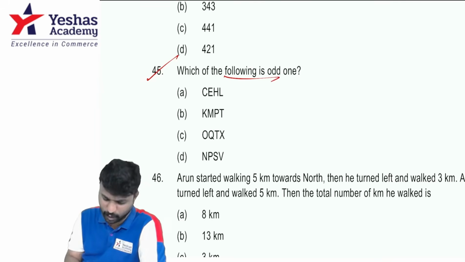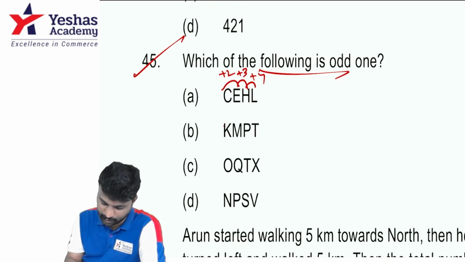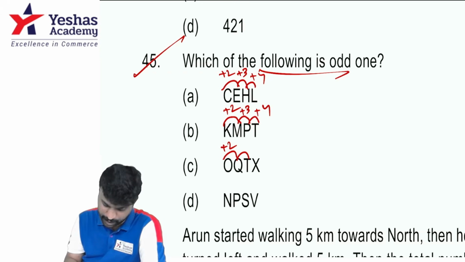Guys, which of the following is the odd one out? If you see from C to E, it's a plus 2. E to H, it's a plus 3. H to L, it's a plus 4. Likewise, K to M, it's a plus 2. M to P, it's a plus 3. P to T, 16 to 20, it's plus 4. O to Q, O is the 15th letter, Q is the 17th letter, plus 2. So 17 plus 3 is 20, so T is 20. And 24 is X, 20 to 24 is plus 4.